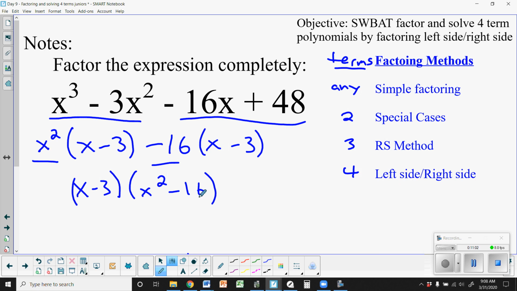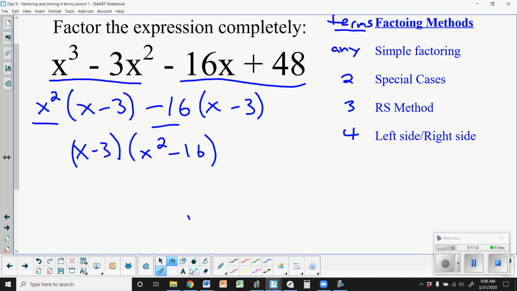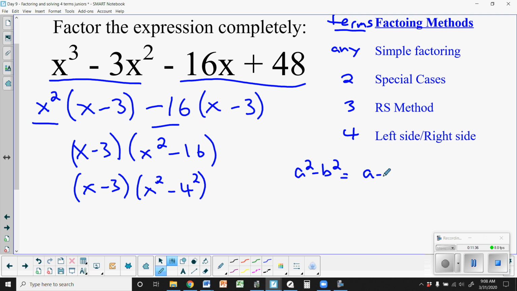Is 16 a perfect square? Meaning, what's the square root of 16? What number times itself equals 16? That's right, it's 4. So this is also the same as x squared minus 4 squared. So let's do that. Let's factor this. So x minus 3, that's not going to factor anymore. But this we can write as x squared minus 4 squared. And we know that difference of squares, if you remember it, it is a squared minus b squared, and that's going to equal a minus b and a plus b.